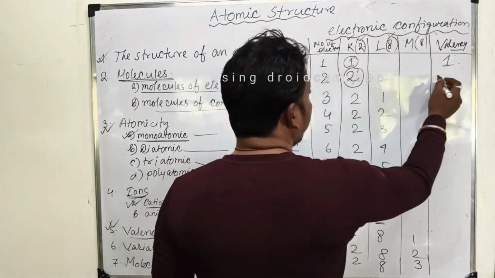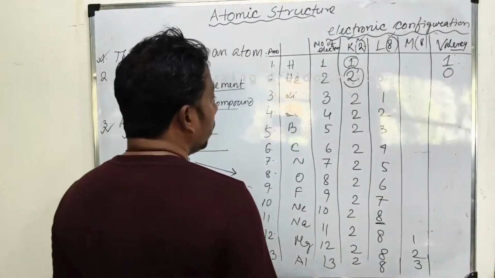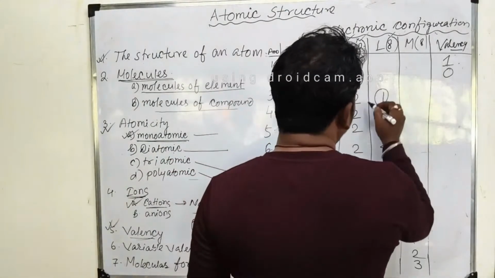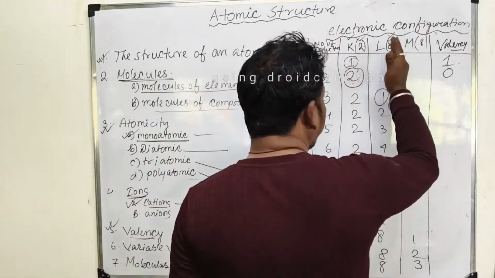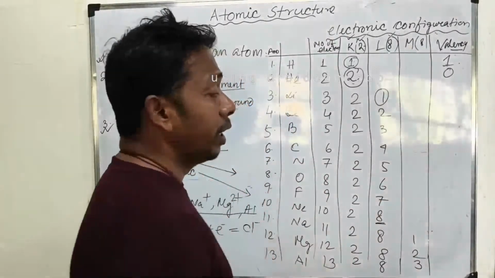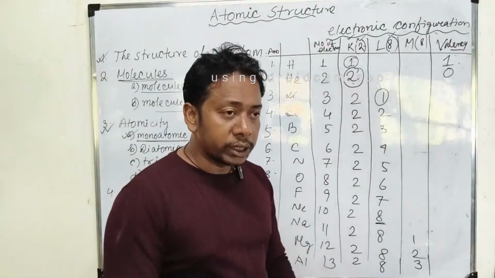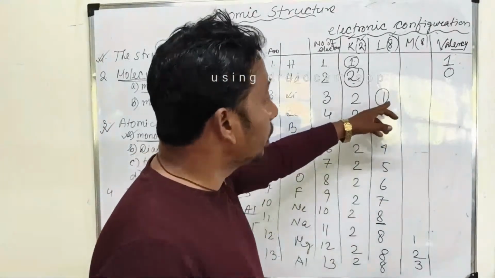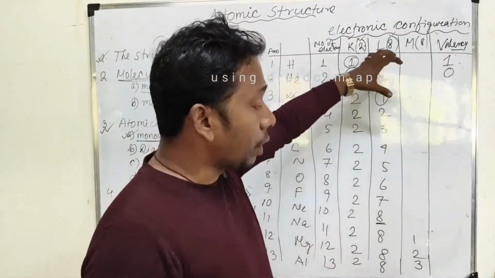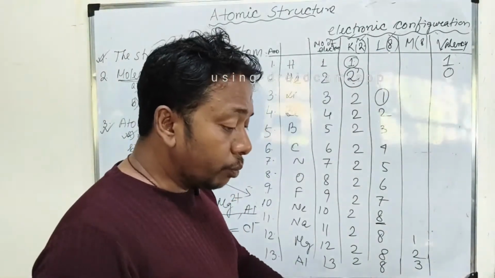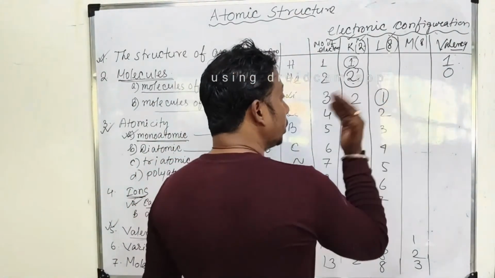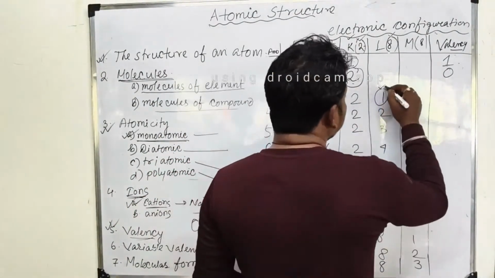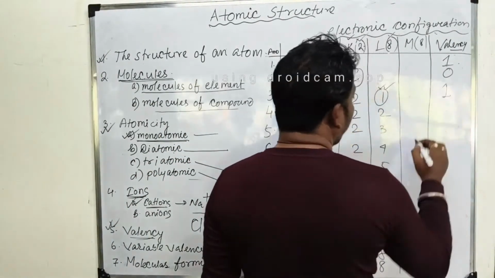Think about helium, already fulfilled. That is, the valency is 0. In the case of lithium, it has 1 electron in the outermost shell. To fulfill the octet, it needs 7 more electrons. It is very difficult to acquire 7 electrons, since more energy is needed, and it is easy to release 1 electron. So the valency is 1.